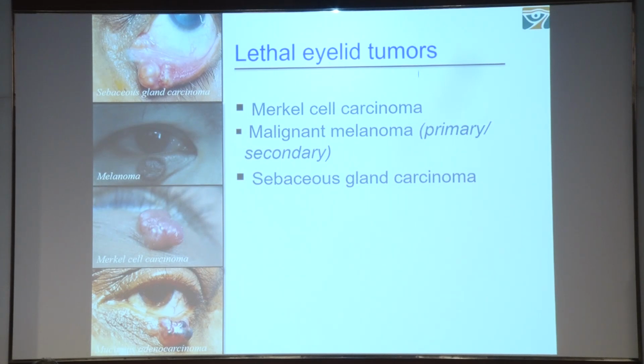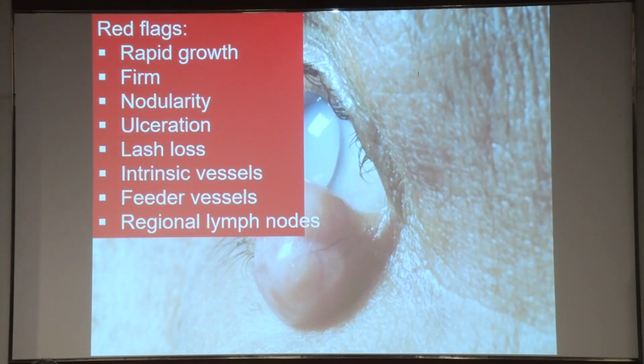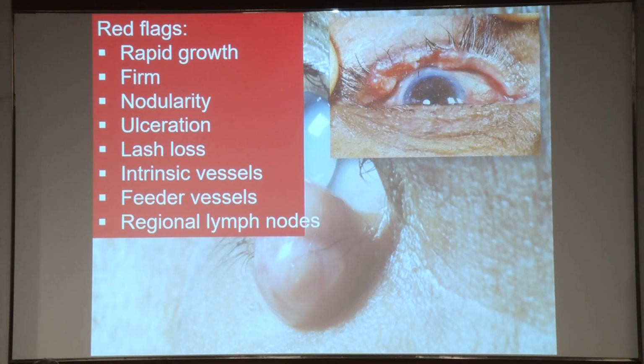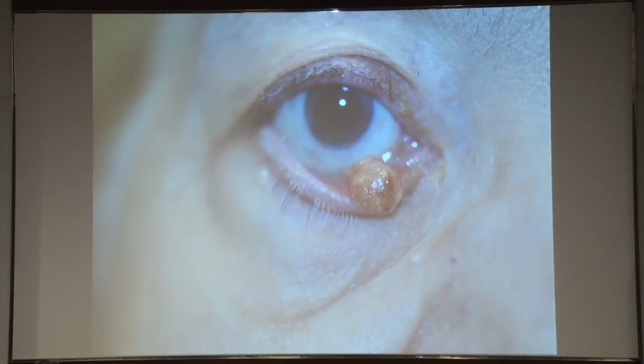And why is it so important? Because in our population, the most common eyelid tumor known is sebaceous gland carcinoma. All right. So there are certain red flags that you have to keep in mind: rapidity of growth, firmness of the lesion, nodularity, ulceration, lash loss. Anything arising from the eyelid, if there is invasion, there will be a lot of lash loss because it invades into the follicles, be it anterior or posterior. So whenever you find a lesion with lash loss, always think of malignancy. Intrinsic vessels, feeder vessels, is my favorite characteristic feature to differentiate between benign and malignant lesions, and of course regional lymph nodes. Now, what is this? Diagnosis.